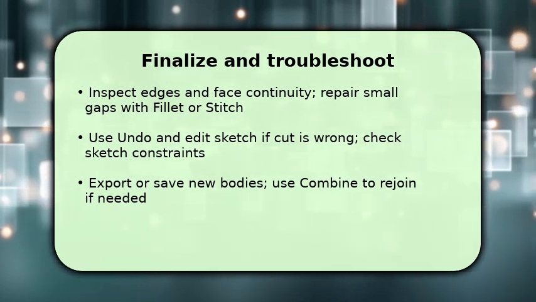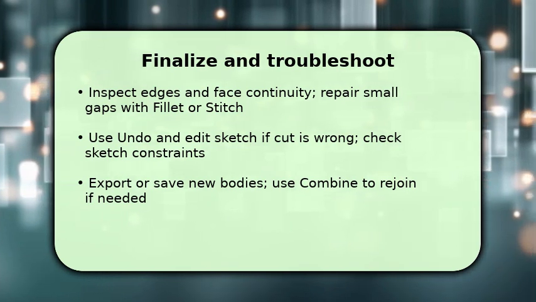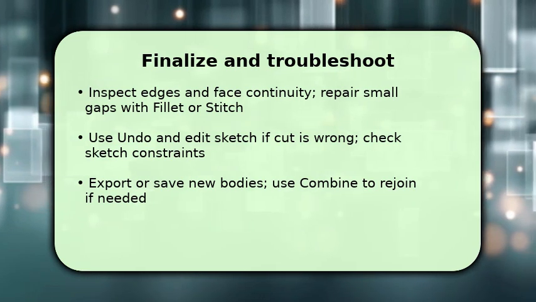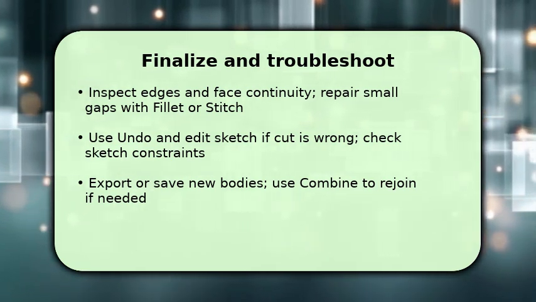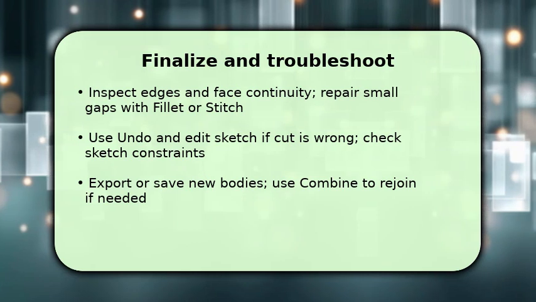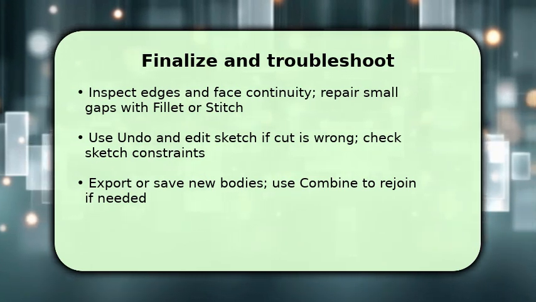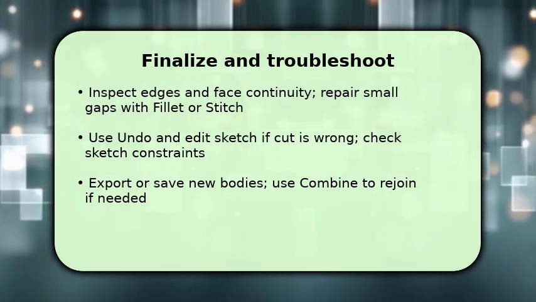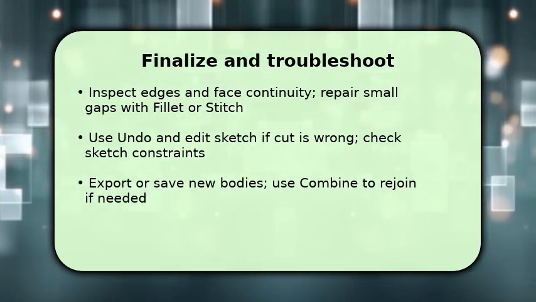If the slice is incorrect, immediately undo and edit the original sketch or flip the extrude direction because sketches control the result. Finally, save or export the new bodies separately or use combine if you want them rejoined. One troubleshooting tip. If faces fail, check for duplicated geometry or non-manifold edges and remove them.